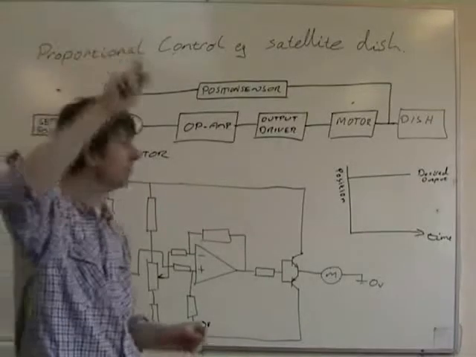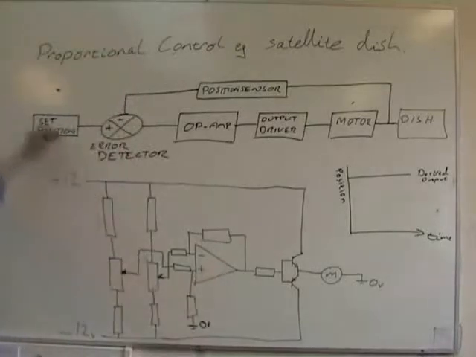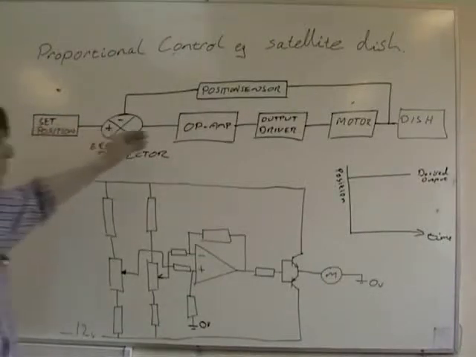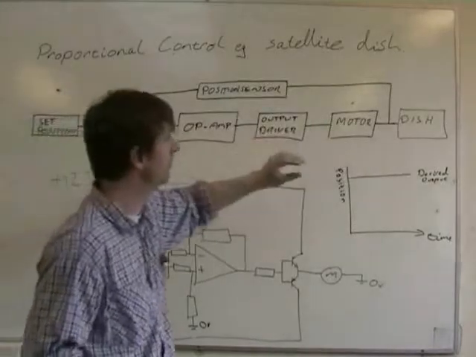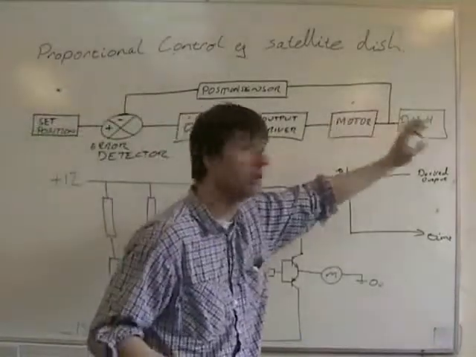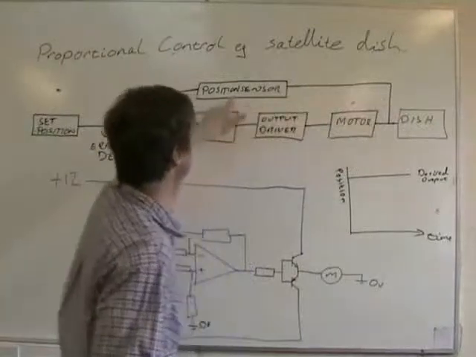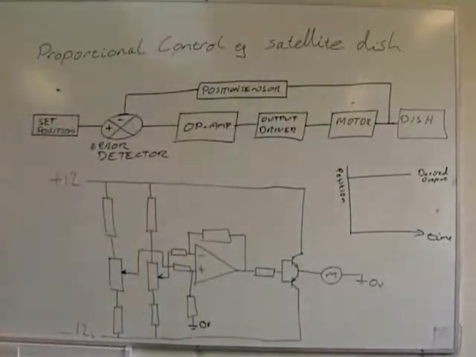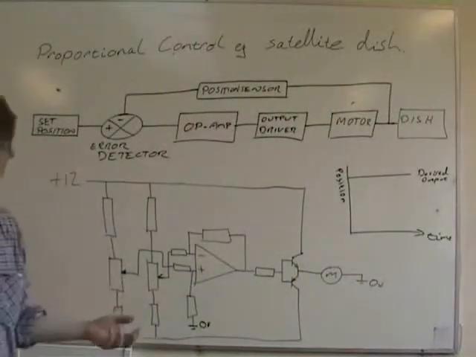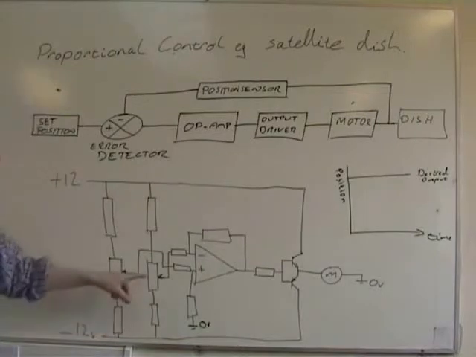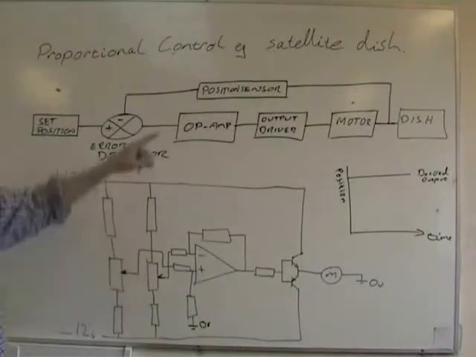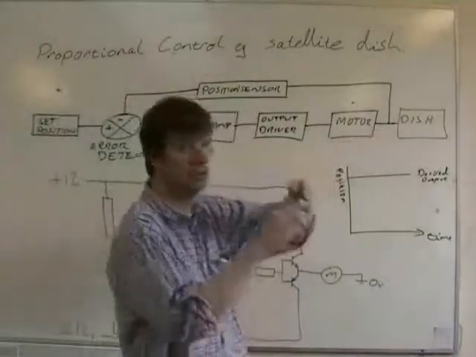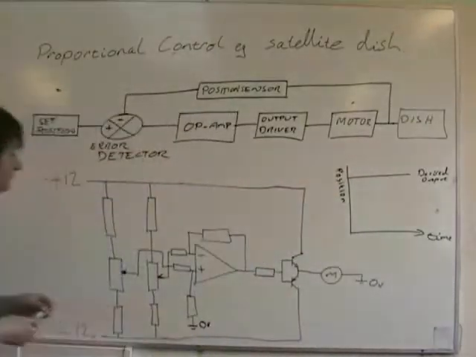The dish is up on the roof. You're sitting down in the armchair. The operator turns the dial down here. There's an error of some sort when you turn the dial. The op-amp drives the driver, turns the motor, turns the dish. The dish's position has been measured by some sort of position sensor. One potential position sensor is a potentiometer. So as the dish turns, the potentiometer itself gets turned.